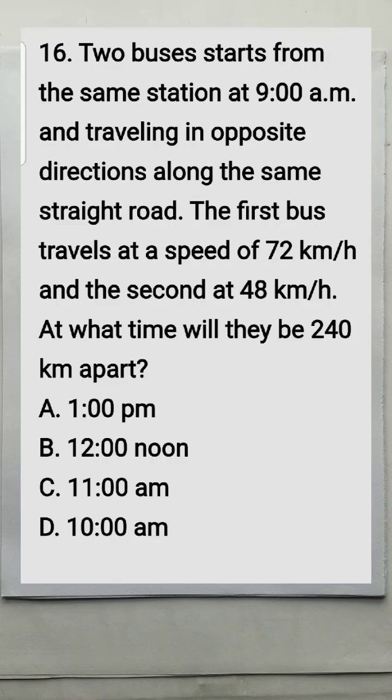Question 16. Two buses start from the same station at 9:00 a.m. and travel in opposite directions along the same straight route. The first bus travels at a speed of 72 kilometers per hour and the second at 48 kilometers per hour. At what time will they be 240 kilometers apart?